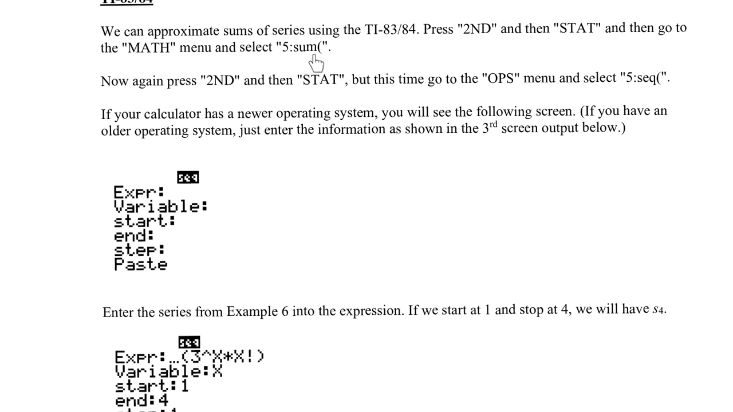Again, you don't have to do this. This just makes it a little easier if you want to. You can kind of play around with this. But when you press 5 sum, then from this spot, you go second stat again. This time go to the ops menu. And then pick 5 again, but this time it'll be for a sequence.